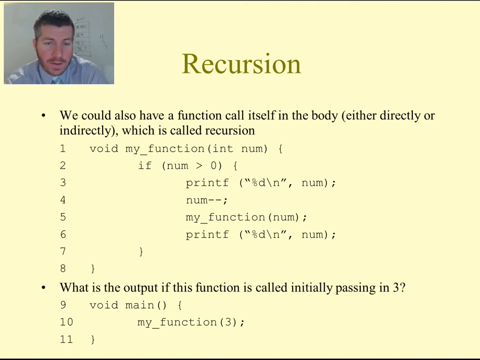So let's assume we have the main function, and then we call the function myFunction with a value of 3 on line 10, and let's see what gets output. Okay, so I start off and I call myFunction with a value of 3. So I'm going to write up here that I call the function myFunction with a value of 3 passed into it.